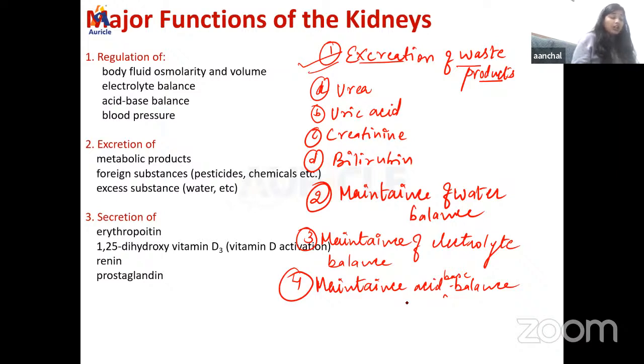The kidneys are the only organ capable of eliminating certain metabolic acids like sulfuric acid and phosphoric acid, so that the acid-base balance inside the body remains maintained. This topic, again I'm repeating, we're going to discuss in detail. Then another function we have is the hemopoietic function.